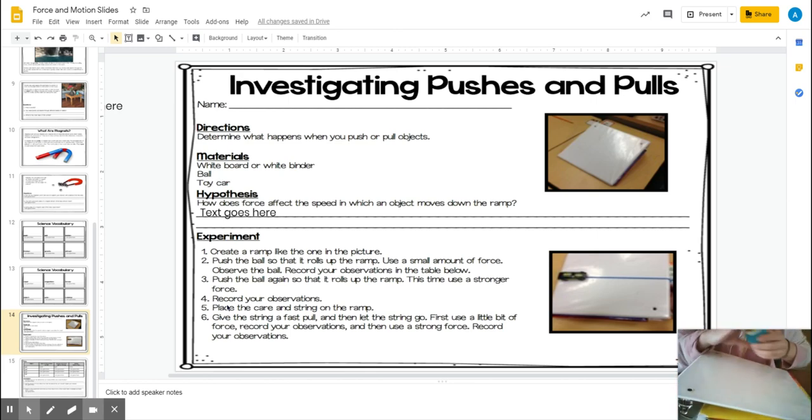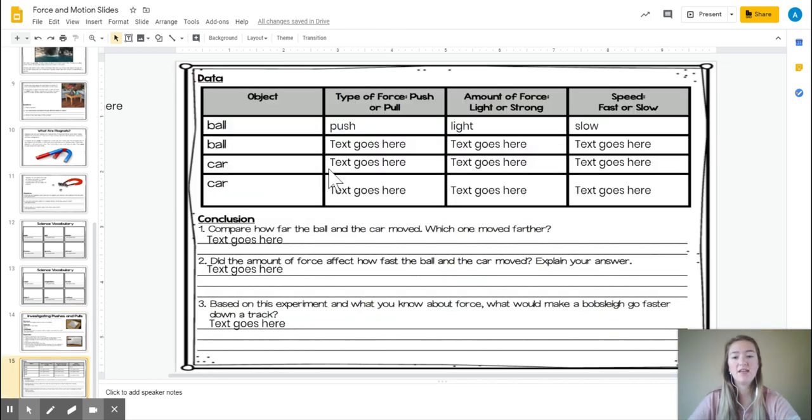So here's my ball. We're going to push it up the ramp. So here's my small force. I'm just using a little bit of force. So now looking at our next slide in our table, I typed in here, it says type of force. I was pushing it. The amount of force was light, and the speed was very slow, it didn't move at all.